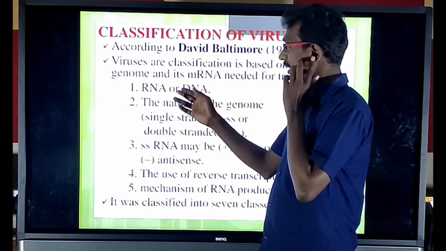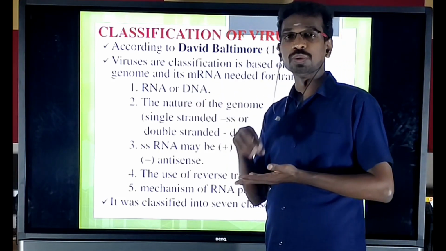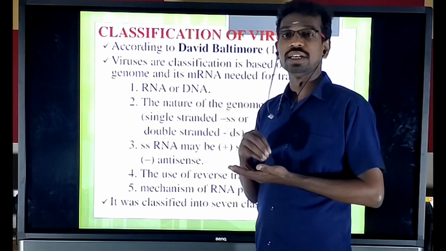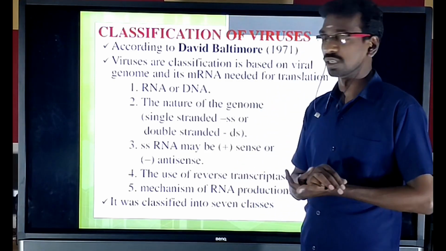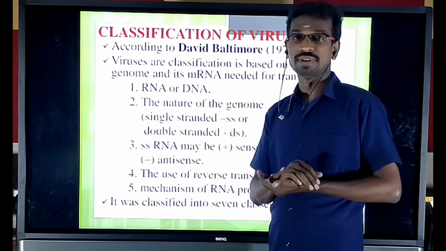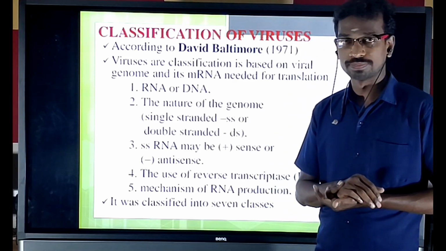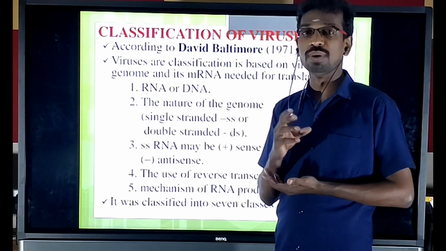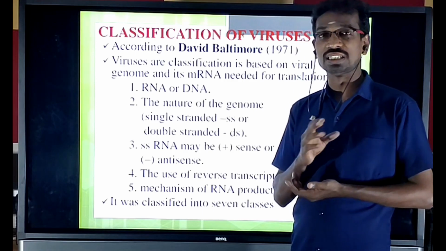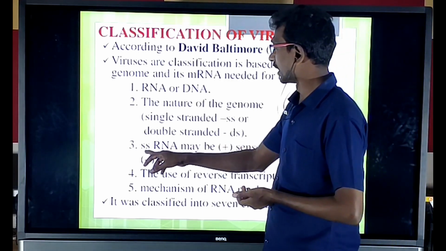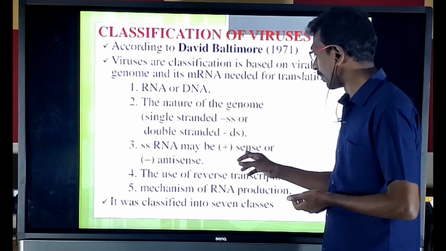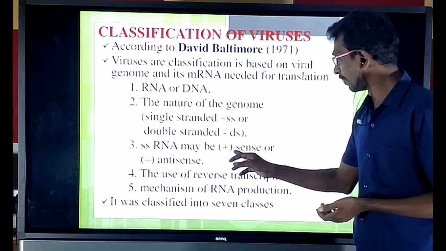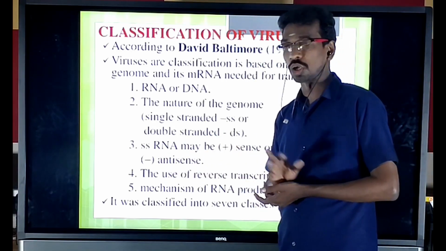If the genetic material is RNA, that is an RNA virus or ribovirus, it contains either single stranded RNA or double stranded RNA. Similarly, DNA viruses or deoxyviruses may contain double stranded or single stranded DNA. DS means double stranded, SS means single stranded. Next, ssRNA may be sense RNA or antisense RNA.